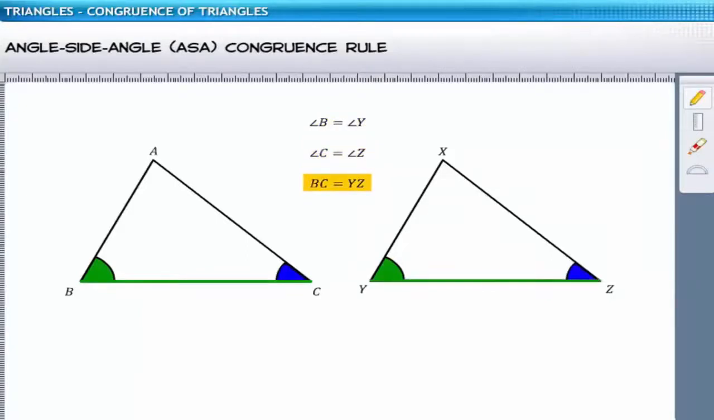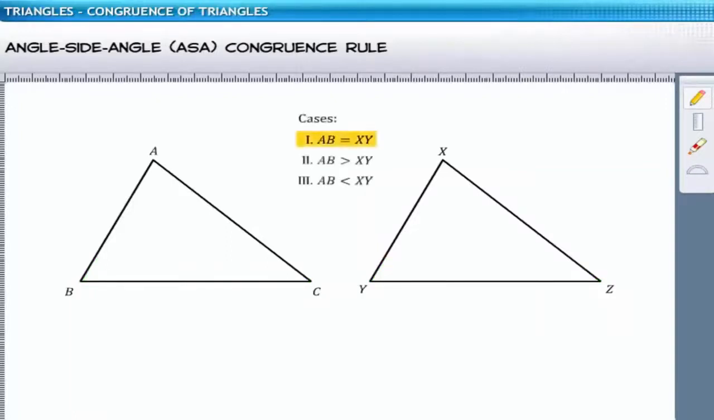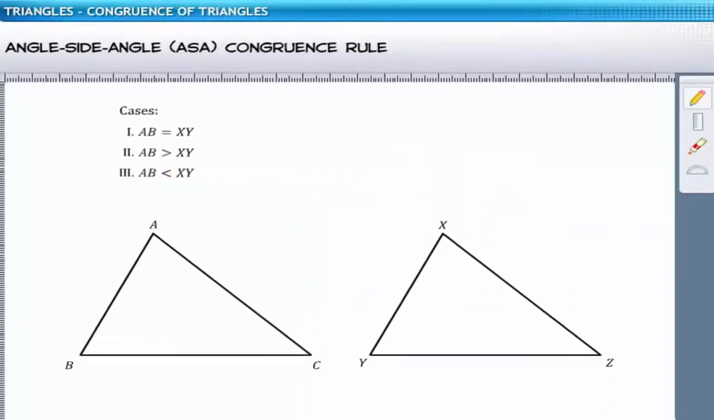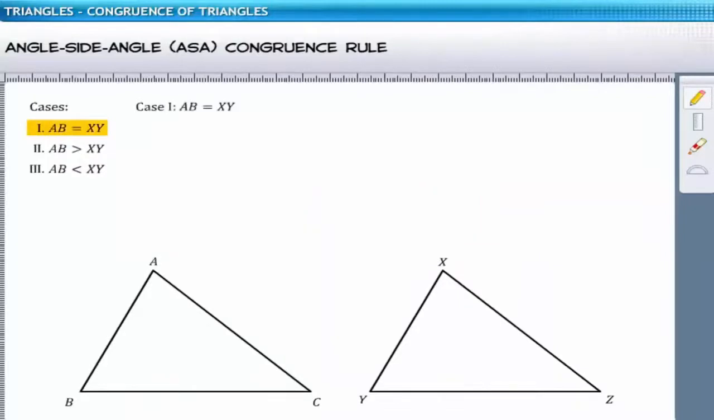To prove these triangles are congruent, we use the SAS congruence rule. In this situation, you may encounter three cases: AB is equal to XY, AB is greater than XY, and AB is lesser than XY. Let's start with case 1, where AB is equal to XY.